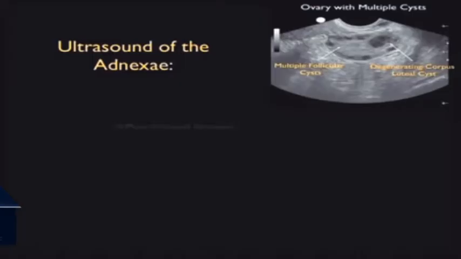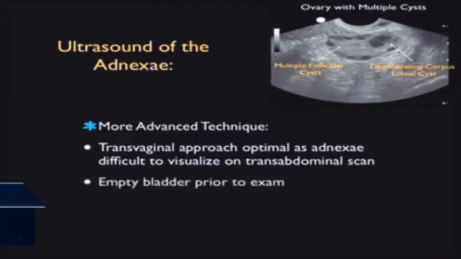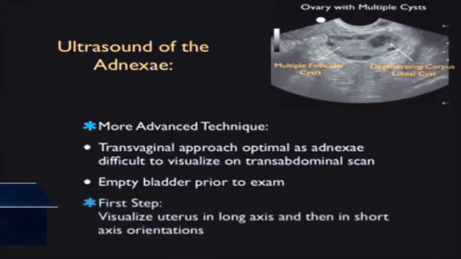Ultrasound of the adnexa is considered an advanced technique for the emergency physician, as it's more difficult than routine investigation of the uterus. We'll need to employ the transvaginal approach, as the adnexa are difficult to visualize on routine transabdominal scanning. Now, it's very important to empty the bladder prior to examination to best optimize our odds of finding the ovary and the adnexal structures.